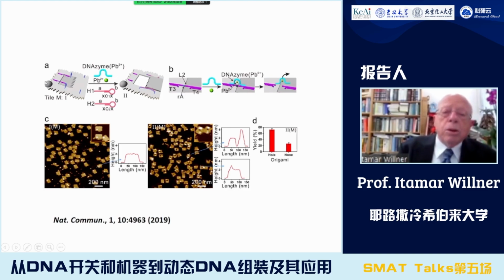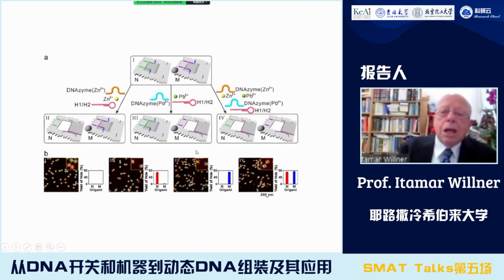And we marked the tile of the origami that is opened by the lead with a hairpin structure, that is this ball, so we can distinguish the tiles that are opened by zinc from the tiles opened by the lead. And again, you can see here the tiles opened by lead. And now we can mix the two tiles of origami.